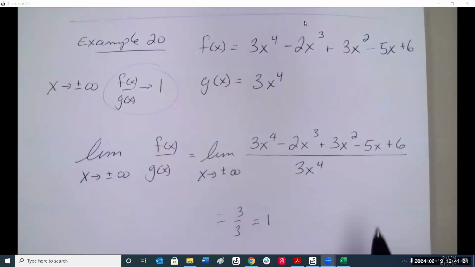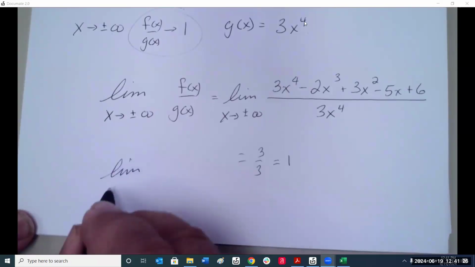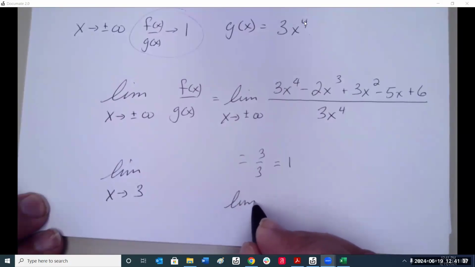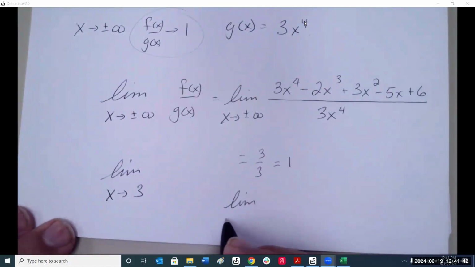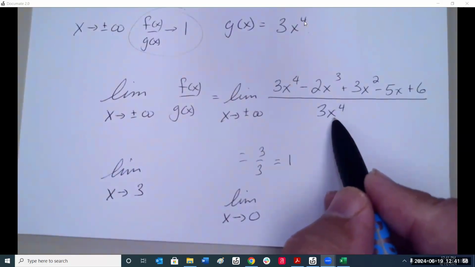So for example, in this one, if x was going to 3, we'll just plug it in there. Put 3 in place of x, and whatever it comes out with, that's your value. But the only place that we may have trouble with is at 0. Why? Because we have a 0 on the bottom.